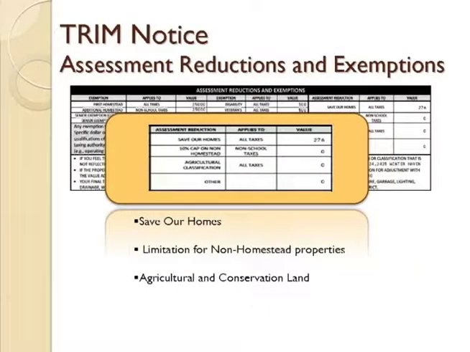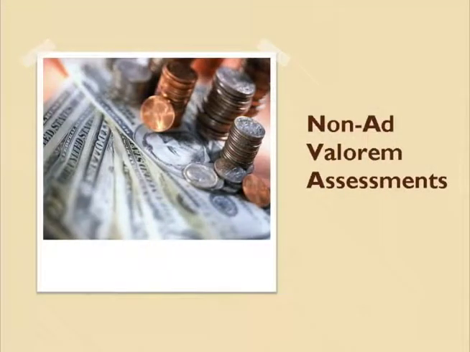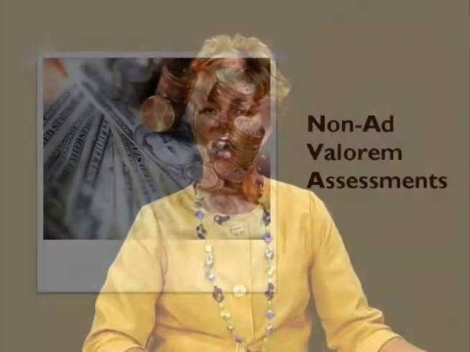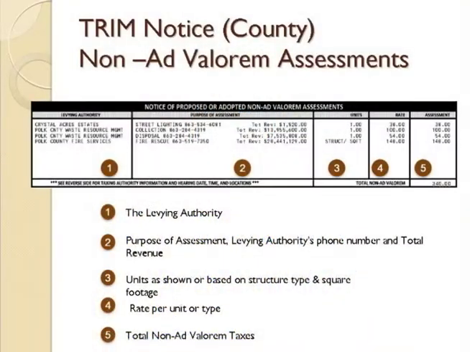And the last portion of the assessment reductions and exemptions is the Save Our Homes portion, which goes against all taxes, the limitations on the non-homesteaded properties, and the agricultural and conservation lands. The non-ad valorem assessments, let's talk about those for a few minutes. Those would be the county fire, solid waste, garbage pickup and disposal, street lighting. If you're in an area that has a community development district and you have fees that you pay there, they're all going to be in this portion.